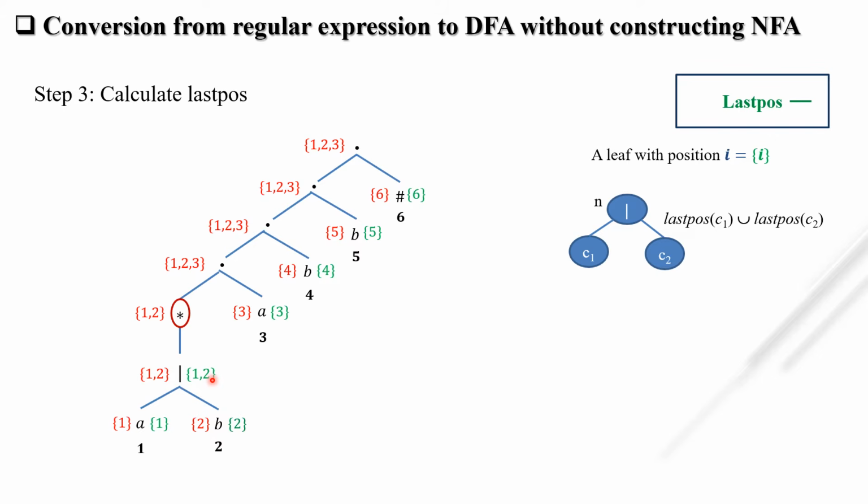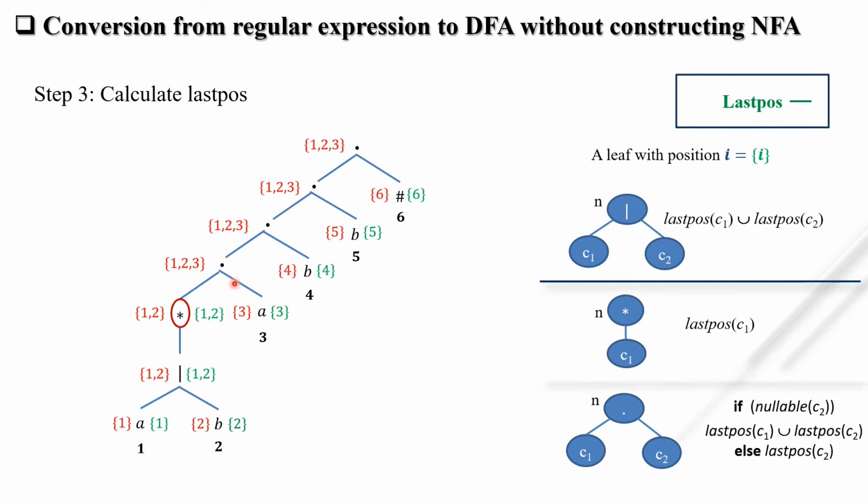Similarly, as I said earlier, if we have the nullable node, we simply shift this 1 to here. As per the rule, we simply shift 1 as the last position of the nullable symbol. Now we have to find the last position of this concatenation symbol.